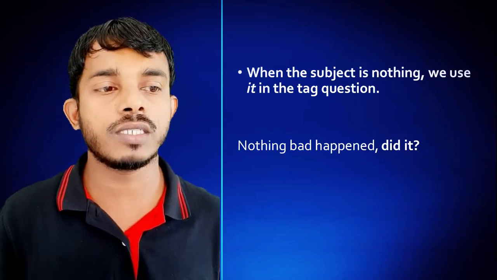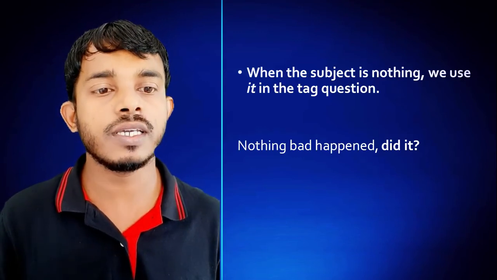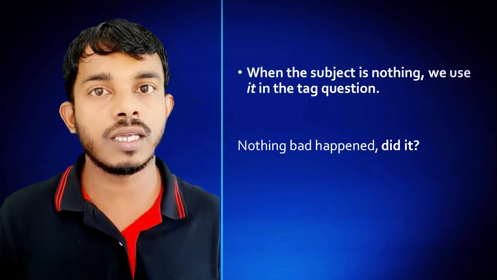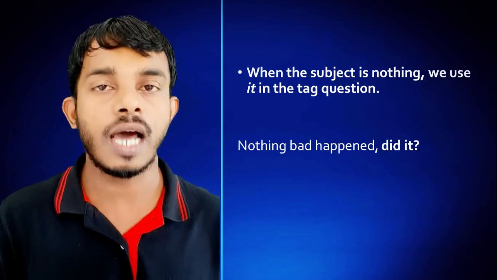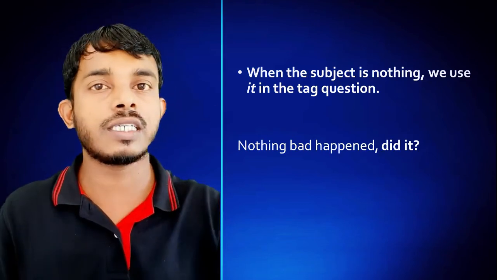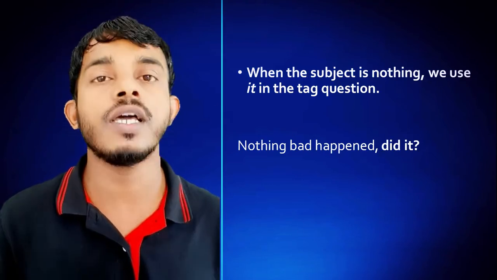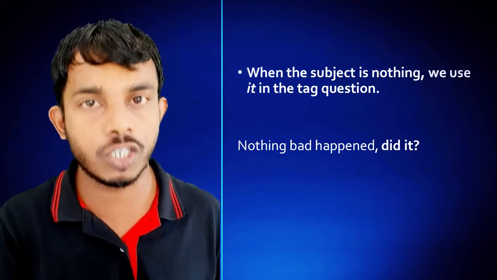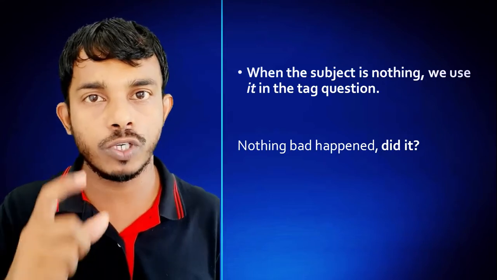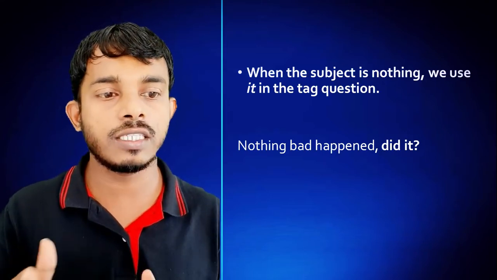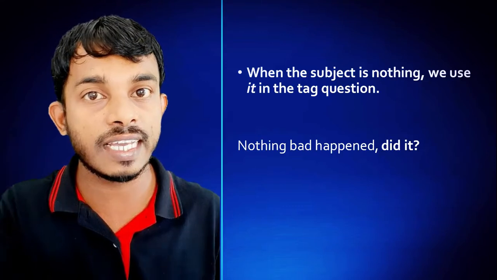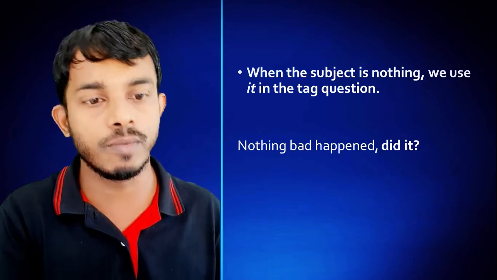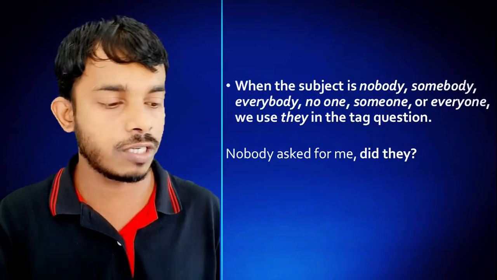Next one, when the subject is nothing, we use it in the tag question. So if the sentence starts with nothing as the subject, at that time we will use it as the pronoun for the tag question. For example, nothing bad happened. So the question tag will be did it. I hope you got it. Because the sentence is negative, nothing is giving the negative sense, correct? So the tag question must be affirmative. Nothing bad happened, did it?